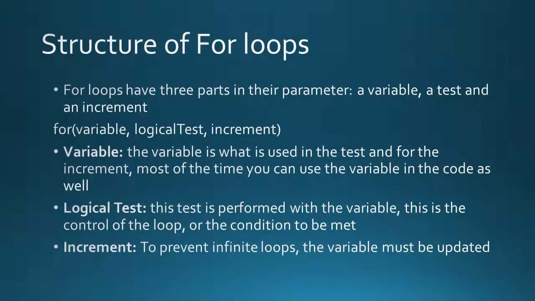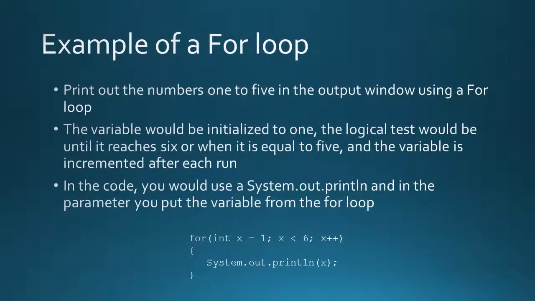For loops, from what you can see, are fairly simple, and when we look at them in Java, you'll see that they're even simpler to use. Let's take a look at a quick example of a for loop. We're going to print out the numbers from 1 to 5 in the output window, and we're going to use a for loop. So the variable would be initialized to 1, then the logical test would be until it reaches 6, or when it's equal to 5, and the variable is incremented after each run.